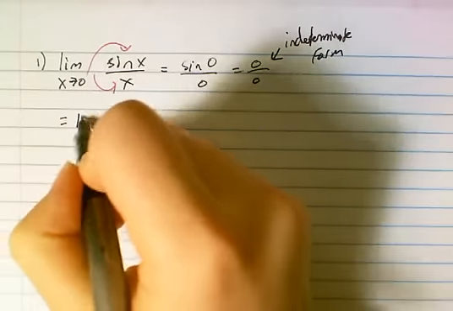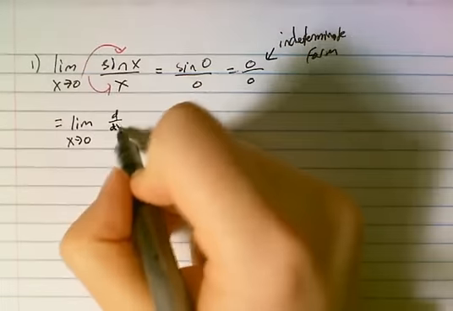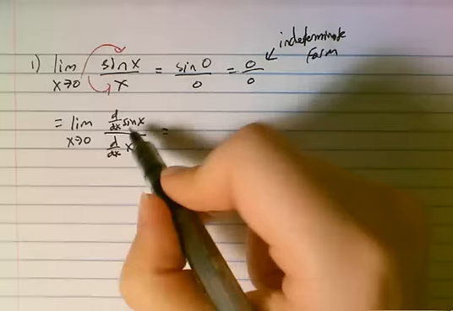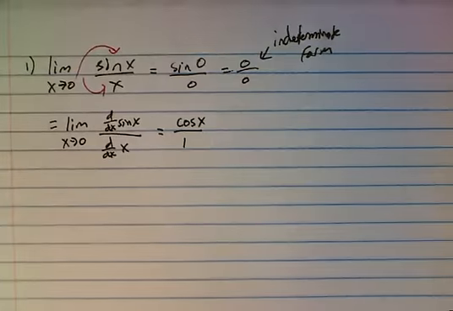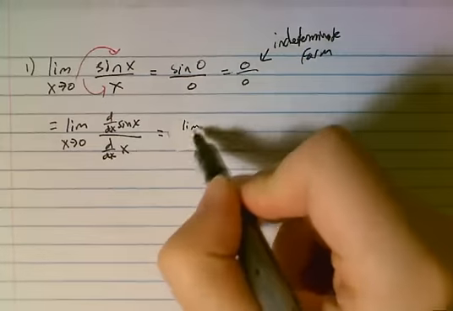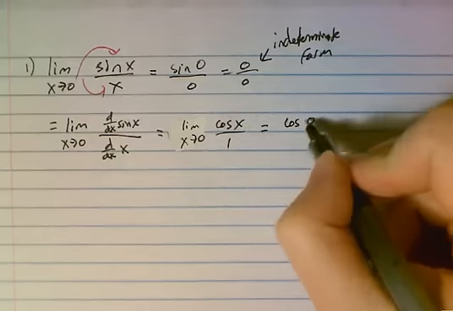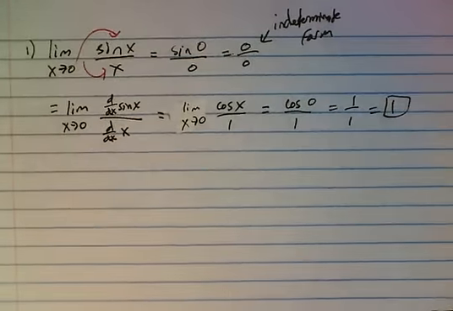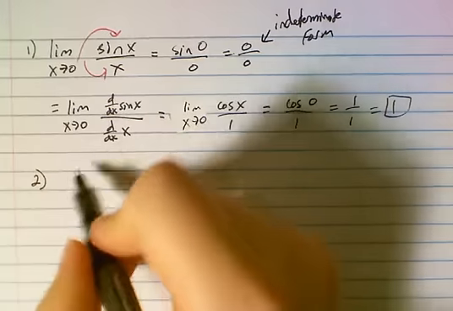So what I'm going to do is I'm just going to say that this is the same as the limit as x approaches 0 of the derivative of sine of x over the derivative of x. So the derivative of sine of x is cosine of x. The derivative of x is 1. And now, whoops, I should have a limit still written in there. When I substitute that in, cosine of 0 over 1 is 1 over 1 is 1. And there's my limit. This can normally be done with the squeeze theorem, but L'Hopital's rule works beautifully for it.